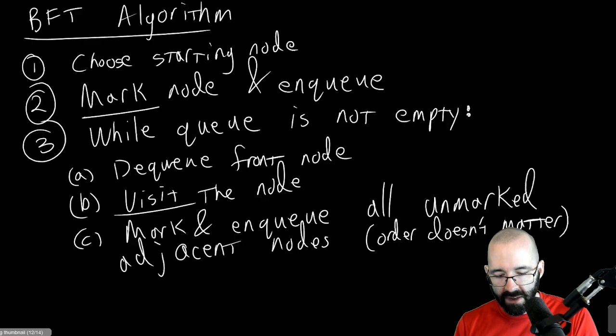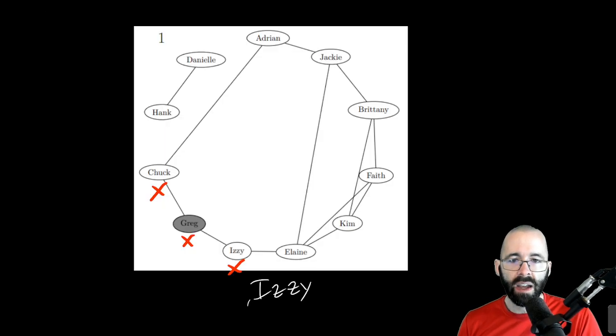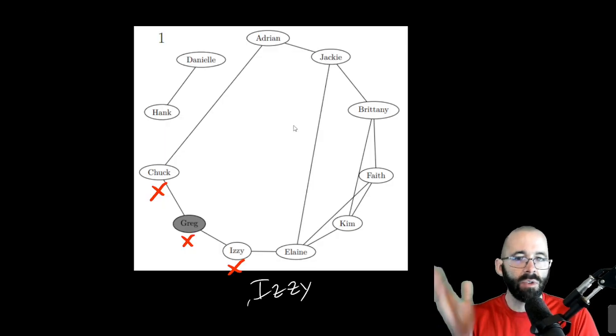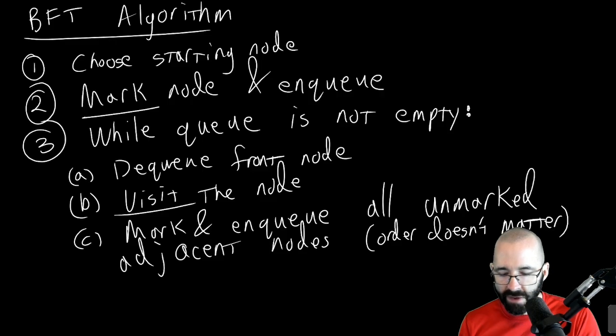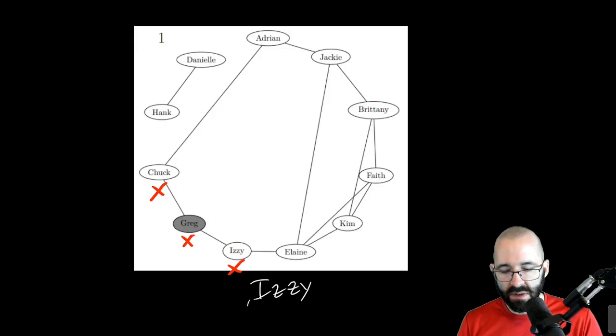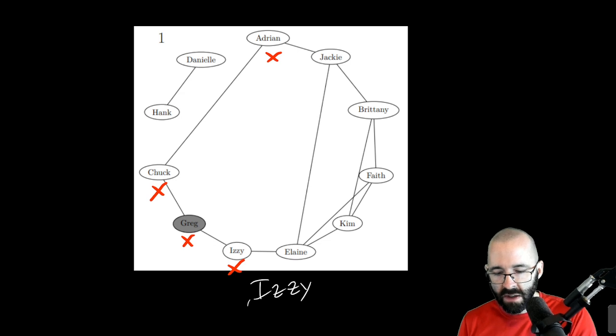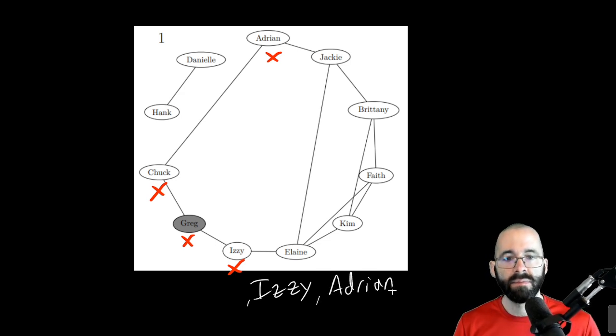All right, and then step B, we visit the node. Whatever information we need to record about Chuck, we're doing that now. And then we mark and enqueue all unmarked adjacent nodes. So there's only one adjacent node that's unmarked, so we're only doing it with Adrian. So we mark him and put him in at the back of the line.